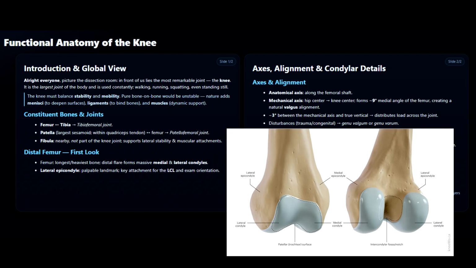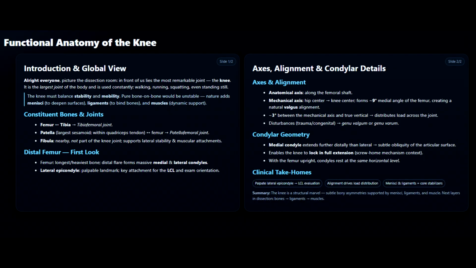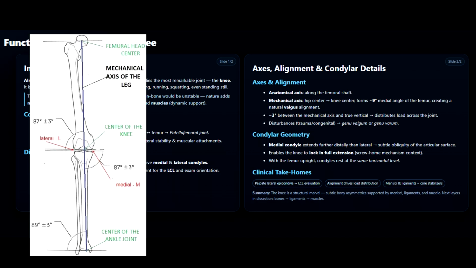The anatomical axis of the femur, the line through the shaft, does not perfectly align with the mechanical axis, which runs from the center of the hip to the center of the knee. The femur comes in at a slight angle, about 9 degrees medially, and this creates a natural valgus alignment of the knee. In fact, there's about 3 degrees of angulation between the mechanical and the axial axis.